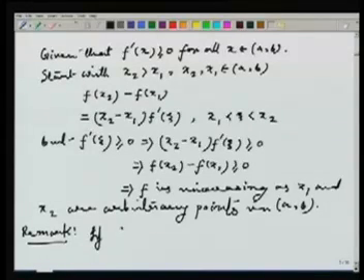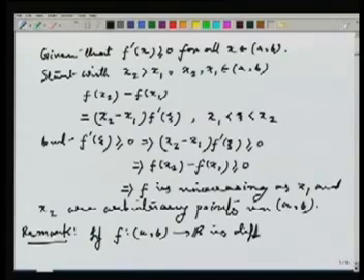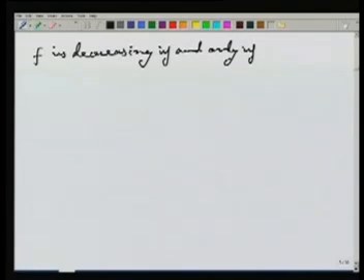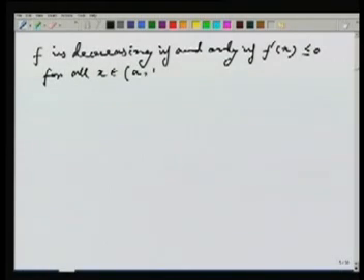if f from the open interval (a, b) to R is differentiable, then f is decreasing if and only if f prime x is less than or equal to 0 for all x in the open interval (a, b). The proof is exactly similar to the increasing case.